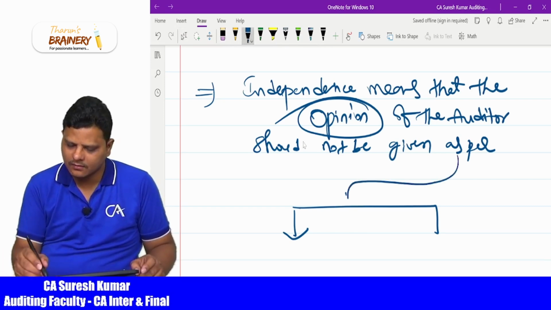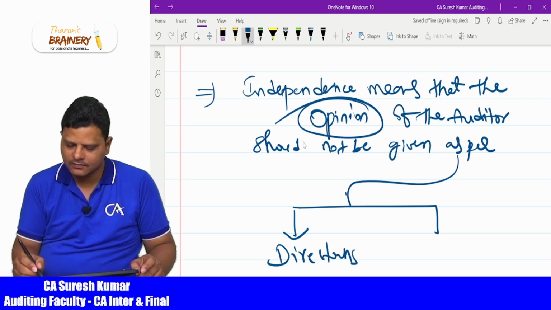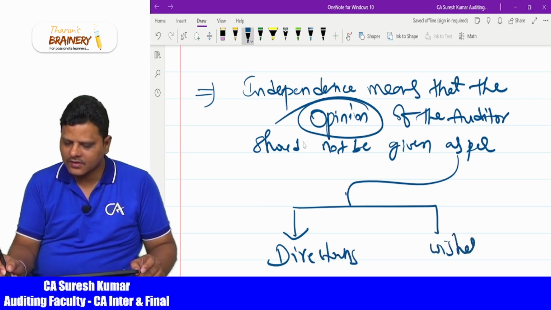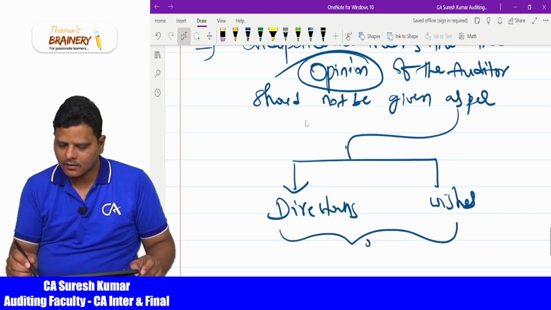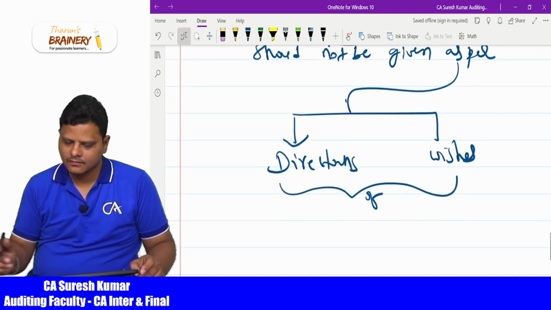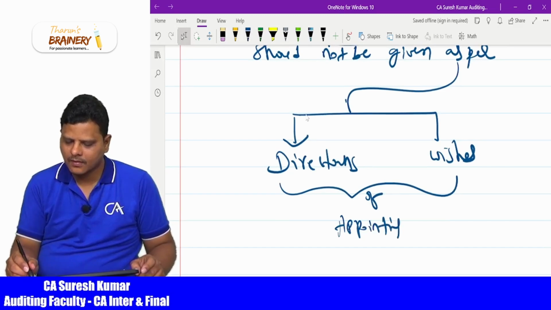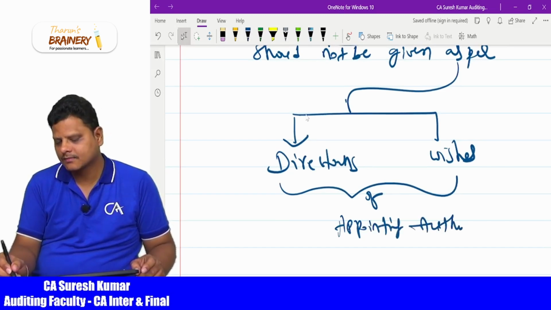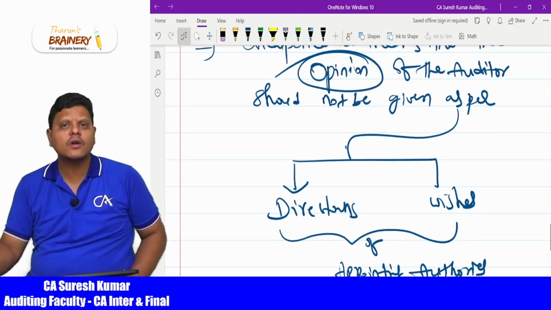Given as per directions or wishes of appointing authorities. So always the auditor should give his own opinion.